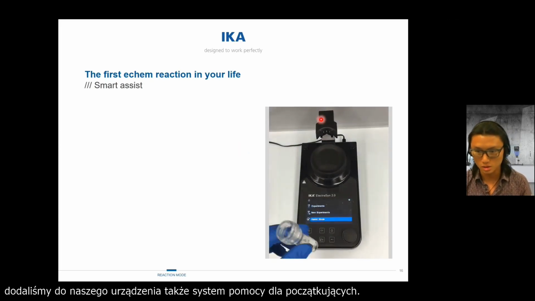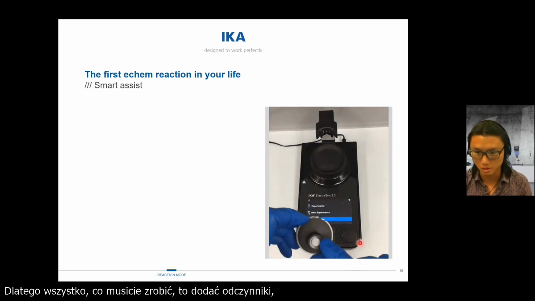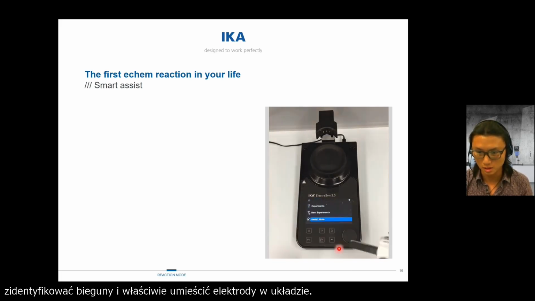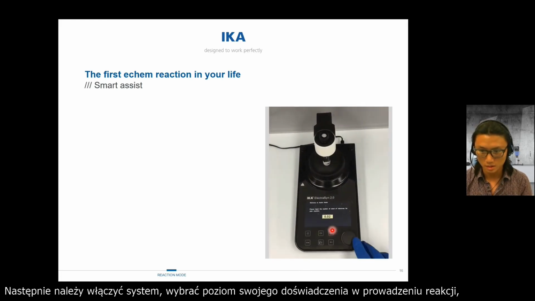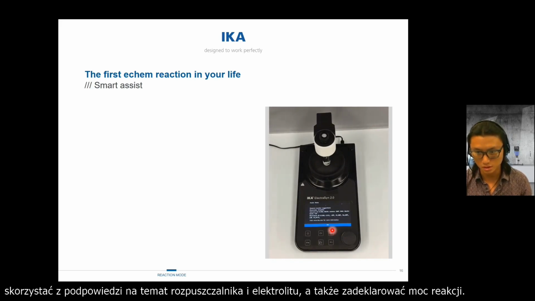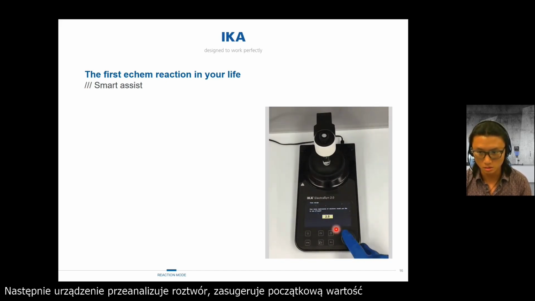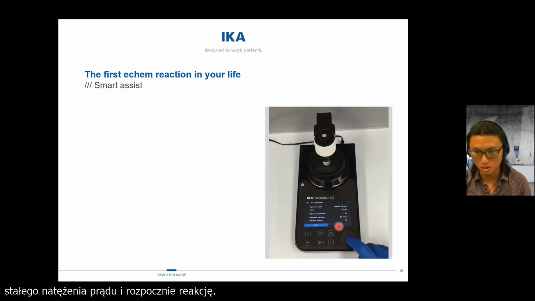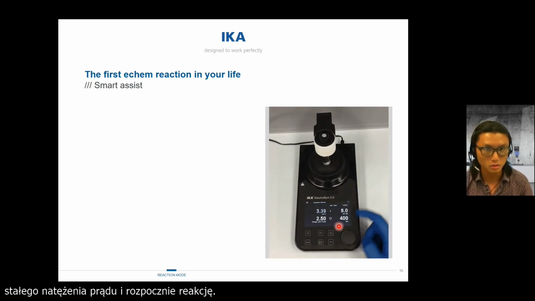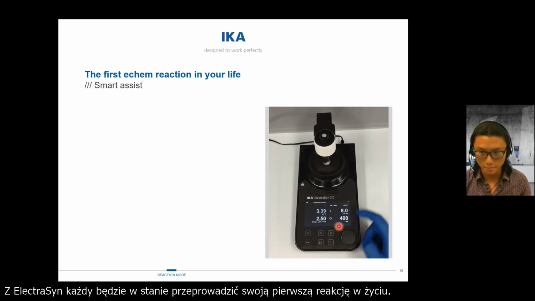for beginners. So all you need to do is to load your chemicals, identify the polarity, and then install your electrodes accordingly. Then go to assist mode, telling the device how large your reaction scale is. Take some suggestions of choosing electrolyte and solvent, and then define your power level of your reaction. Then the instrument will analyze the solution, suggest you with a starting constant current value, and then you run your reaction. So with electricity, everyone is able to run the very first reaction in their whole life.